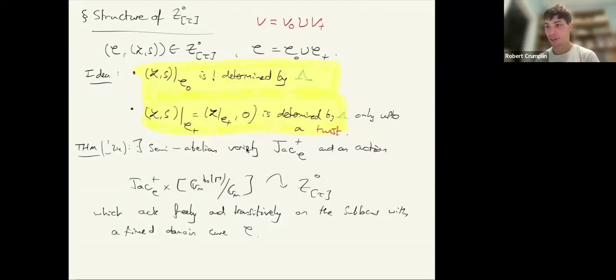So it's a free and transitive action on the locus where I fix the actual domain curve. In this locus, really the curve could be changing, but if I look at the sublocus where the curve is a fixed one, this is a free and transitive action. And this notation for this semi-abelian group, Jac C plus, is because it's built from the Jacobian of C plus. So here's a first approximation: think that Jac C plus is approximately equal to the Jacobian of C plus.